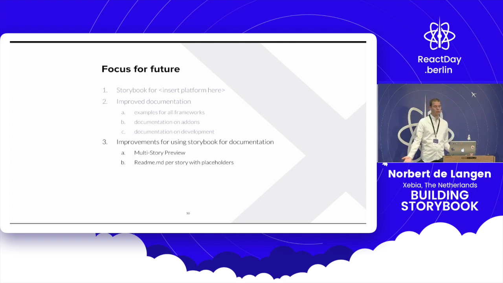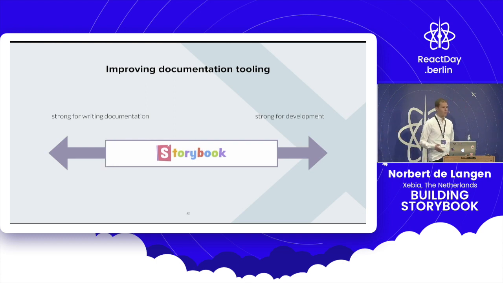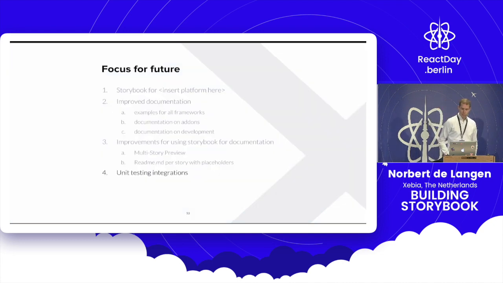But documenting Storybook and how to use it is not enough. We also want to make Storybook better for having your own documentation in it. So you want to document how to use components and how they work. Sometimes you don't want to see a single component, but you want to see a whole list of components. So these are things that we're working on. Currently, Storybook is really good at the development side of things, but we want to make it better for more use cases.